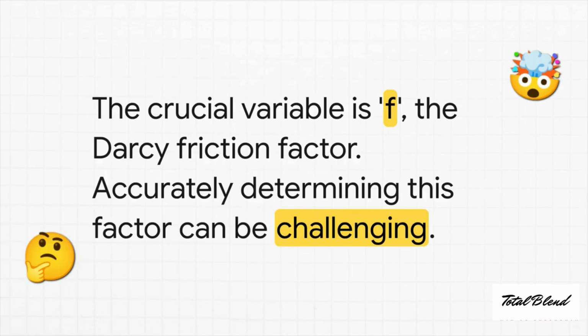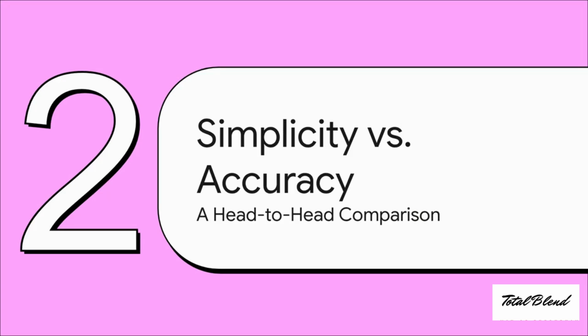But, and this is a big but, there's a catch. The key variable here is this little letter f, the Darcy friction factor. And that tiny f is where all of the extra work and complexity comes from. See, you can't just look f up in a simple table. You have to calculate it, and that calculation is what gives this equation both its incredible power and its reputation for being a pain.